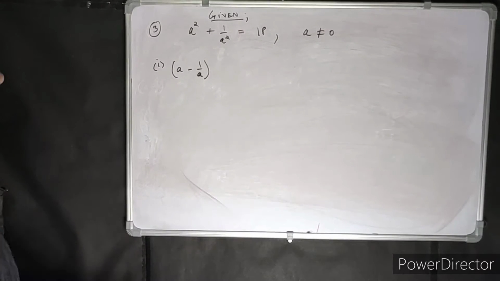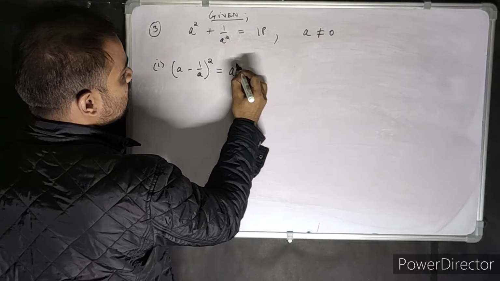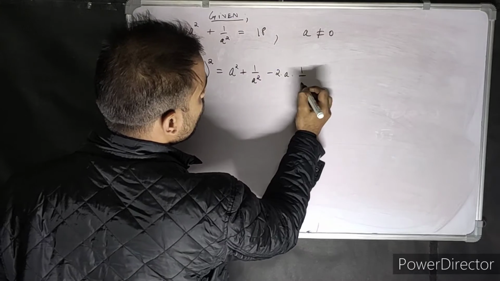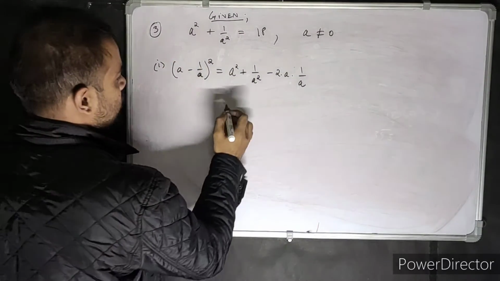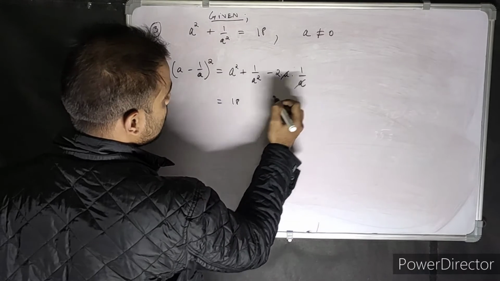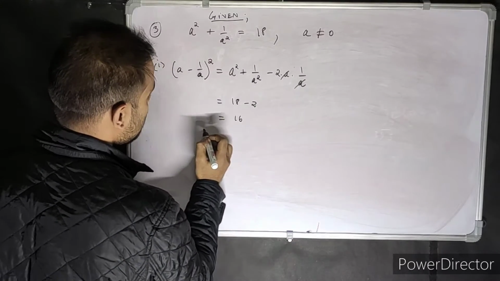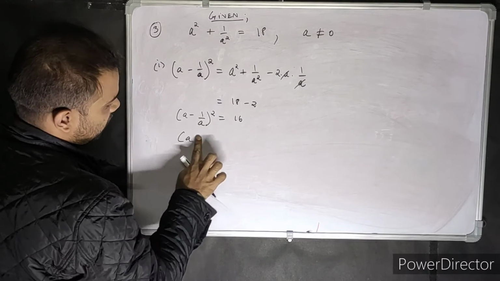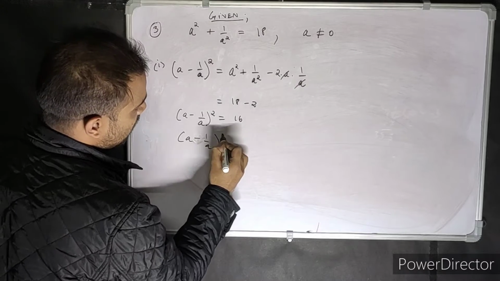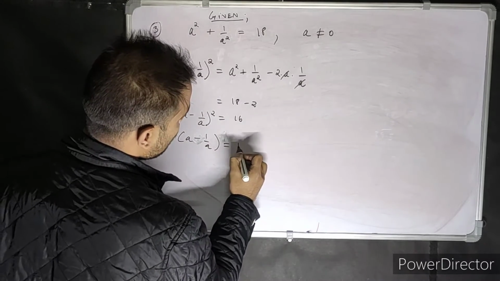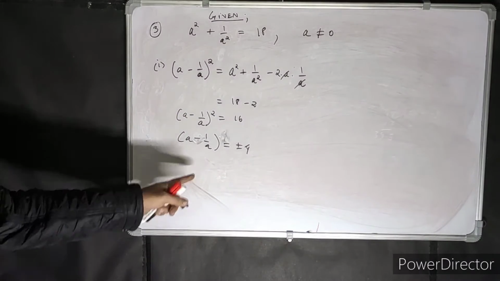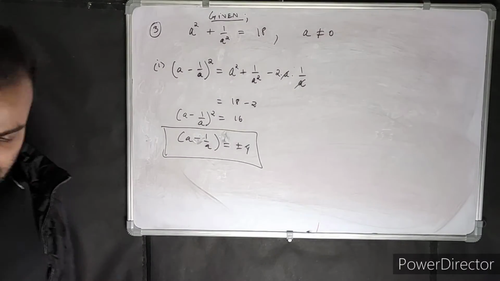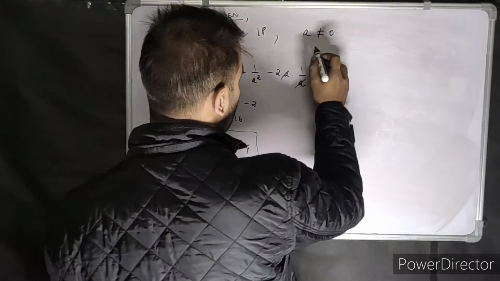So a minus 1 by a, if you have to find it out, just square it. That is a square plus 1 by a square minus 2 into a into 1 by a. This part is already given to you, 18, minus 2, that is 16. So (a minus 1 by a) whole square is 16. A minus 1 by a is equal to plus minus 4. That's your answer for a minus 1 by a, since 4 4s are 16. Next let's go on to the next part, a cube.